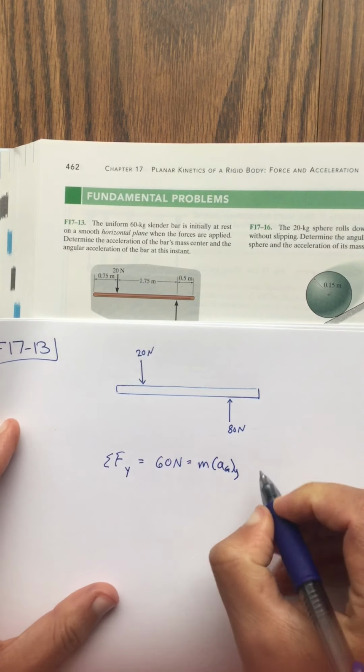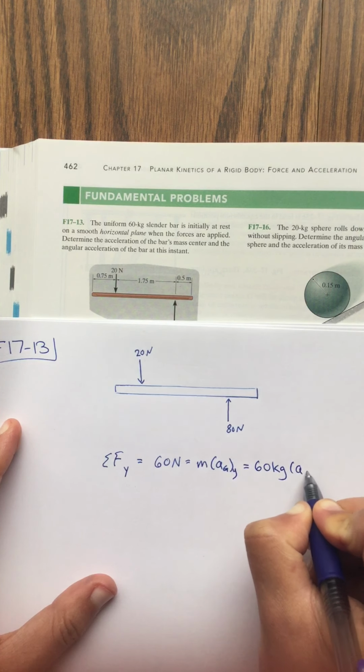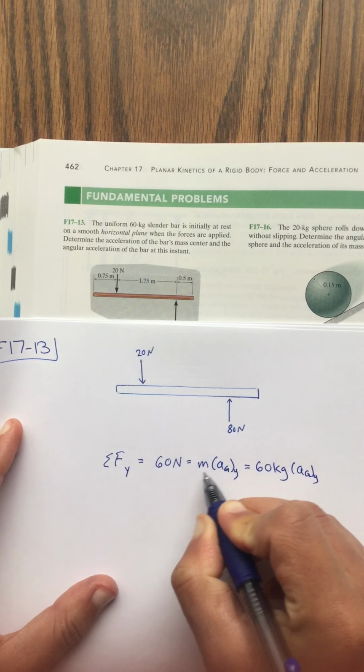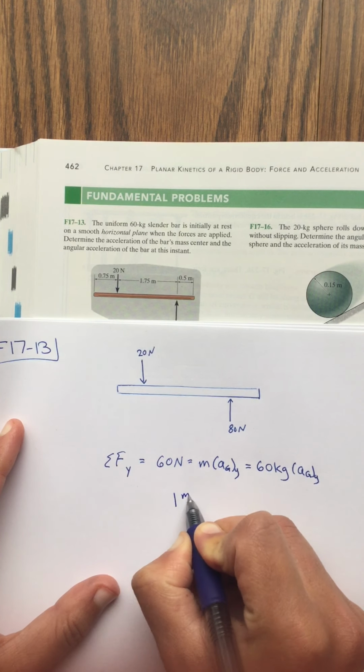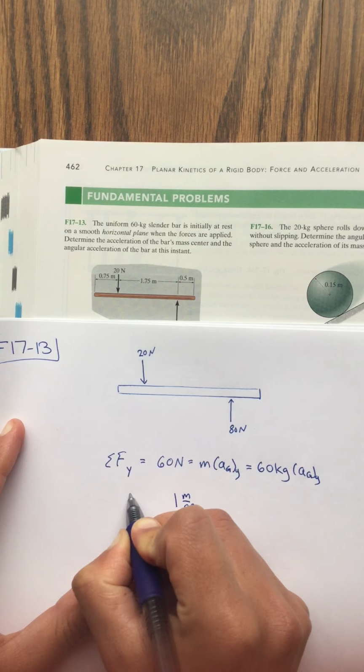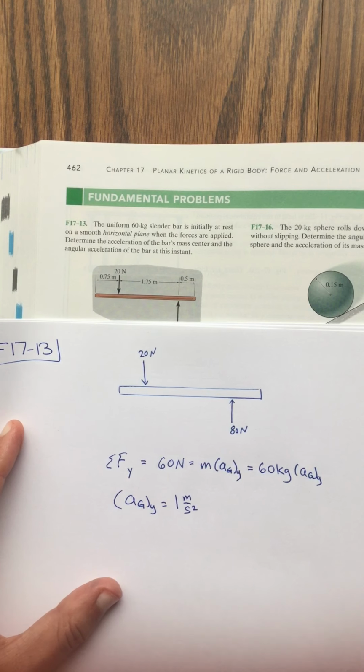mass center. The mass of the bar is 60 kilograms. So 60 newtons divided by 60 kilograms gives you 1 meter per second squared. So that is the y component of the acceleration.